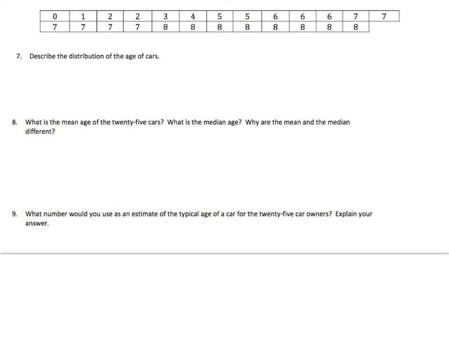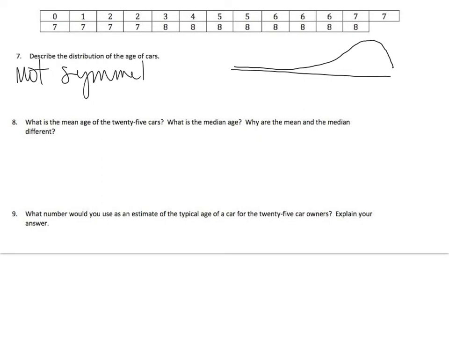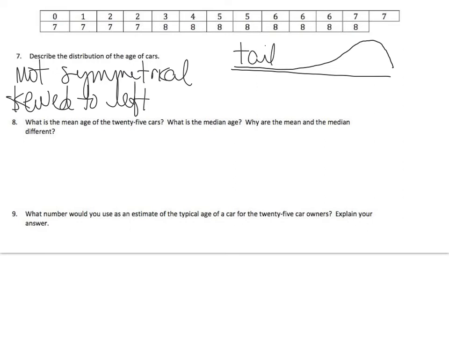All right, next one, describe the distribution of the age of cars. If you remember this one, I'm going to go back and look. Yep, this one went like this. Okay, not symmetrical at all. It is definitely skewed to the left. That would be where our tail is. Most of the data is on the right. Long tail to the left.